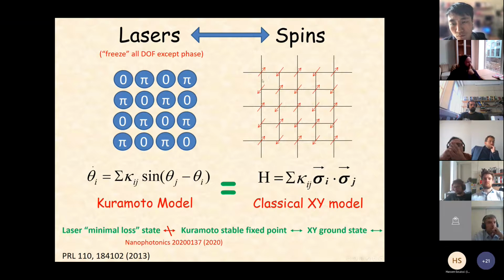And this is the mapping that we want. But it cannot be done. And the reason it cannot be done is inherent. It's not that we make bad lasers. Even if the lasers are strictly identical, they have the same loss, they have the same gain, the connectivity will make them non-uniform.